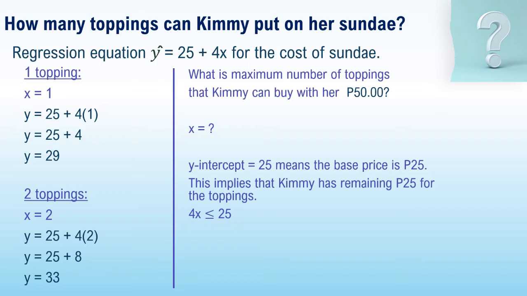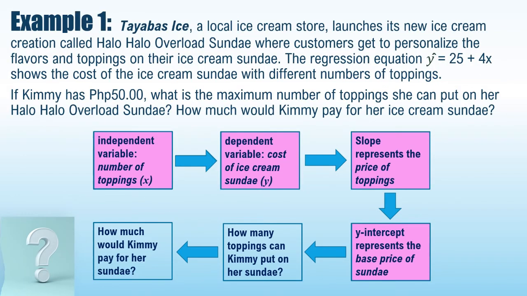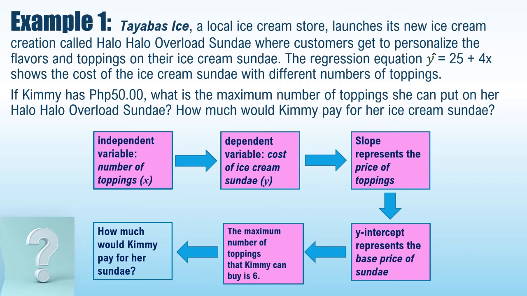Dividing both sides by 4, we have x is less than or equal to 6. Okay, therefore, the maximum number of toppings that Kimi can put in her sundae is 6. Okay, so going back to our question, how many toppings can Kimi put on her sundae? We have there the maximum number of toppings that Kimi can buy for her sundae is 6.